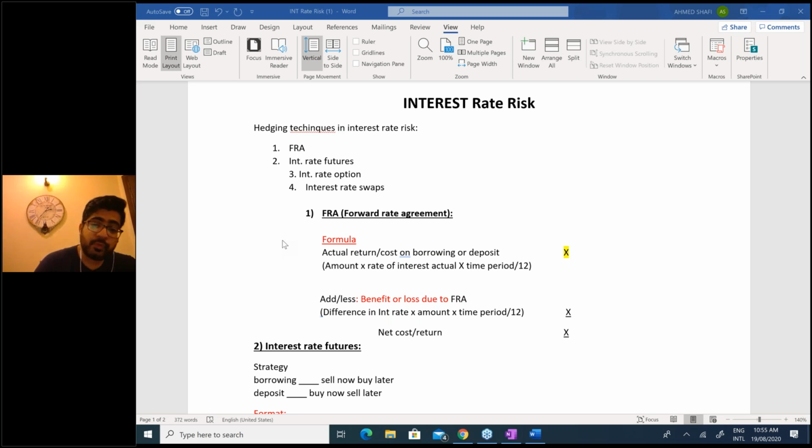Okay. But let's suppose you got a borrowing case. So what did you write above? Cost on borrowing. And then you judge you got benefit. So what happens is benefit reduces cost. So deduct the benefit.